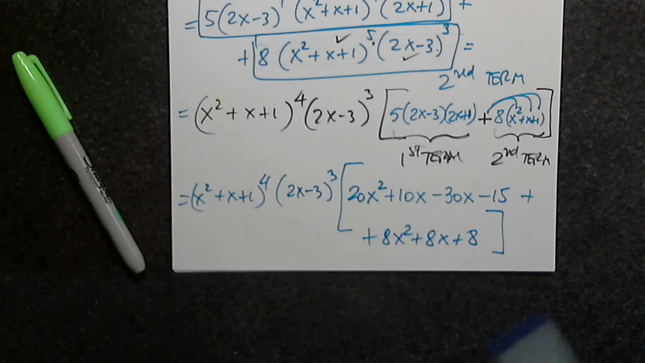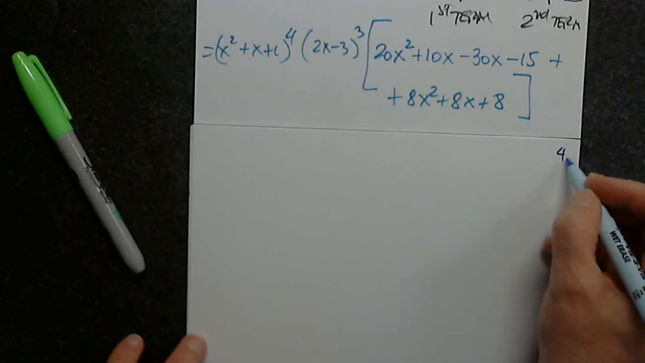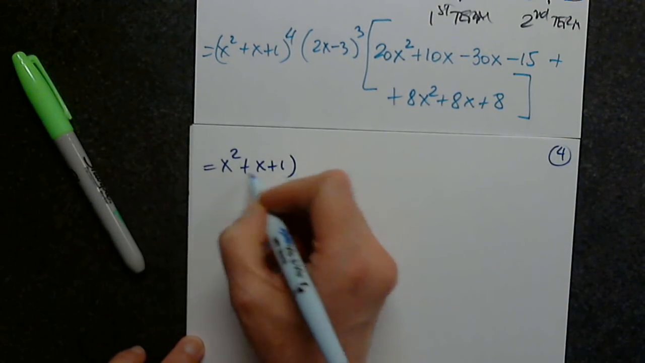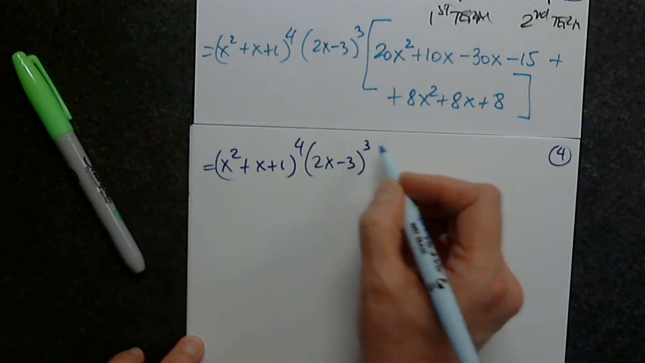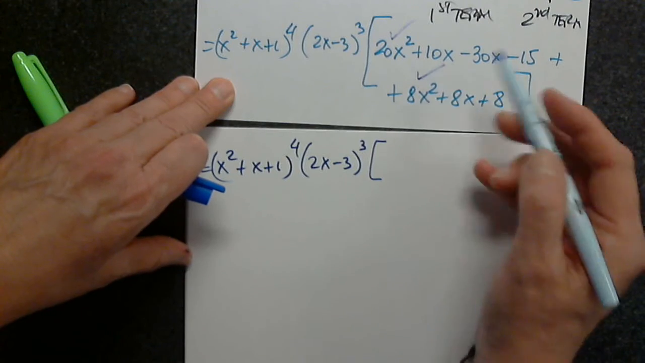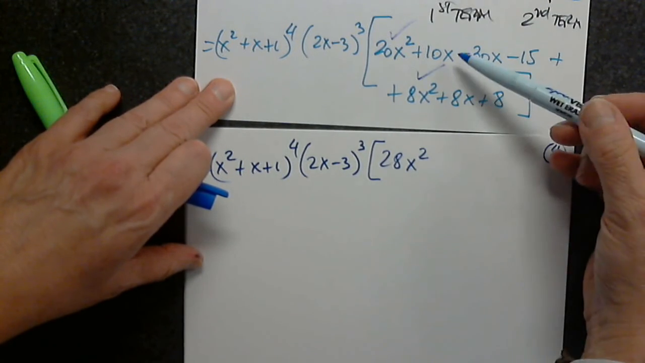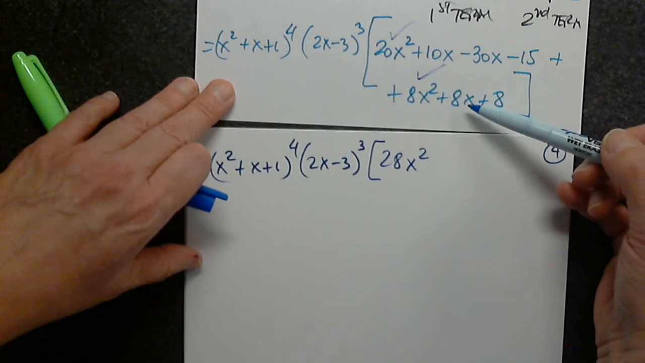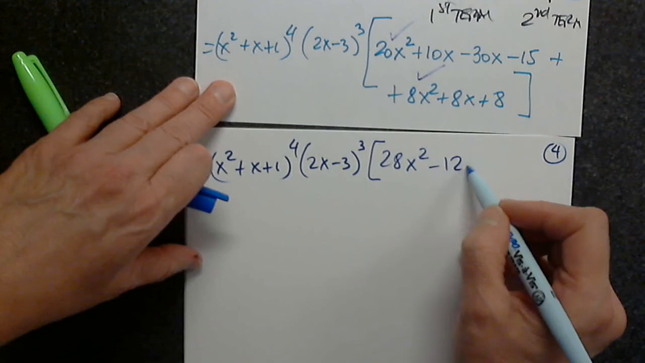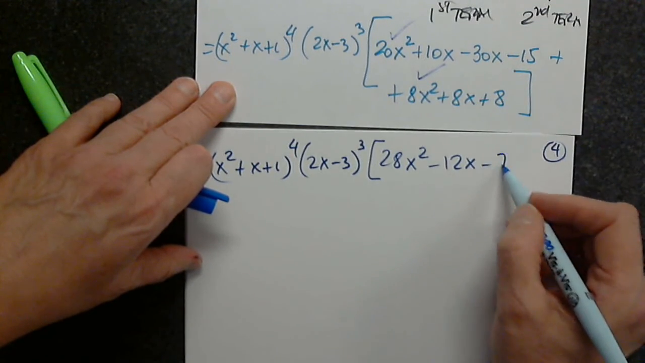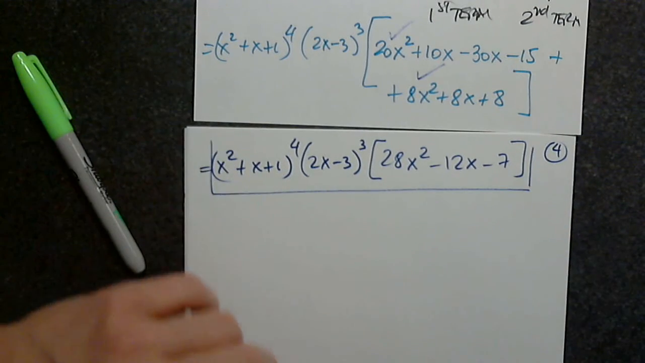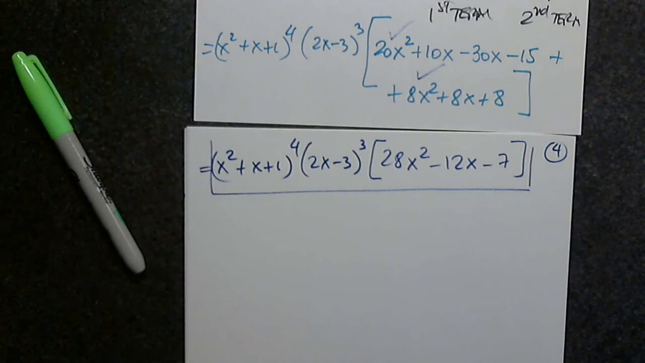So we copy everything we see. (x squared plus x plus 1) to the fourth, (2x minus 3) to the third, and now 20x squared with 8x squared. 10 plus 8 is 18, minus 30x, negative 12x, negative 15 plus 8, negative 7. Done. Although it looks fantastic and difficult and so on and so forth, if you break it down step by step, you should have no difficulties.